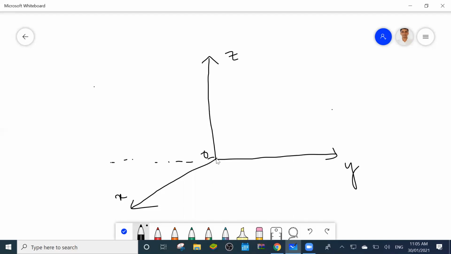So what I will do, this side is the negative of y, minus y. Okay. So this side is the negative of z axis.